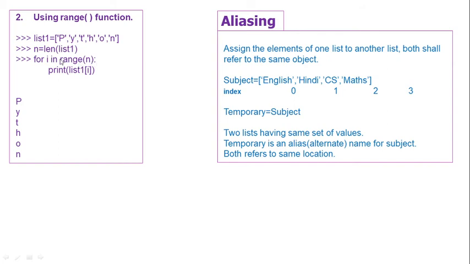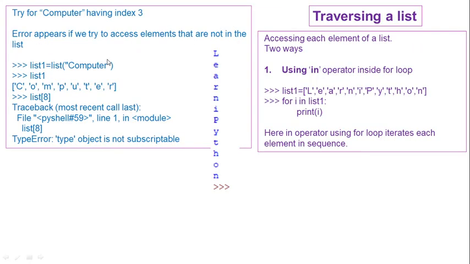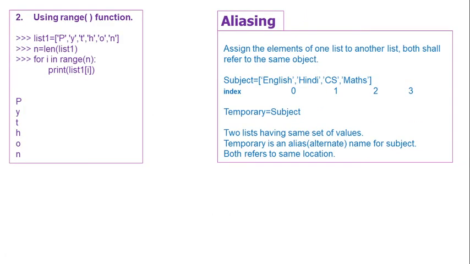Then for i in range(n), for i in range(6): print list1[i]. Initially i points to 0, right? Then list1[0] is P. Then automatic advancement of i takes place and i's value will be 1. Then print list1[1], that is Y. Then list1[2], that is T. It goes on and finally ends with N. At that time, the condition will be out of range. So these are the two different ways to traverse a list: using the in operator and using the range function.